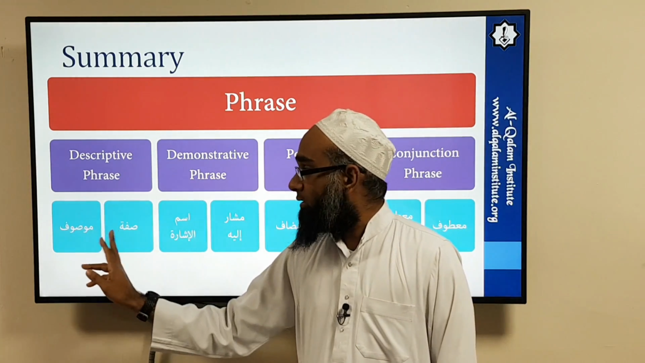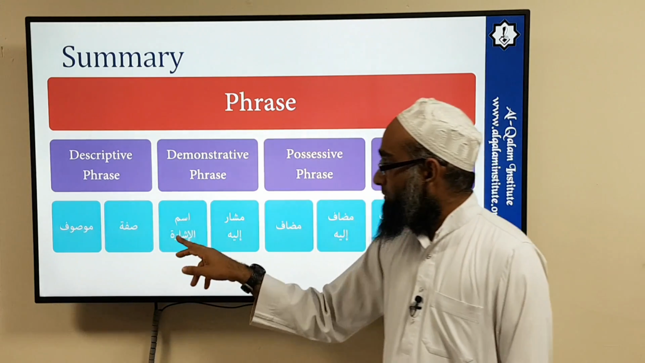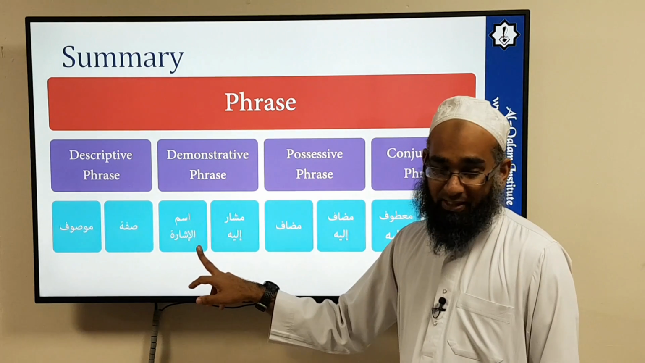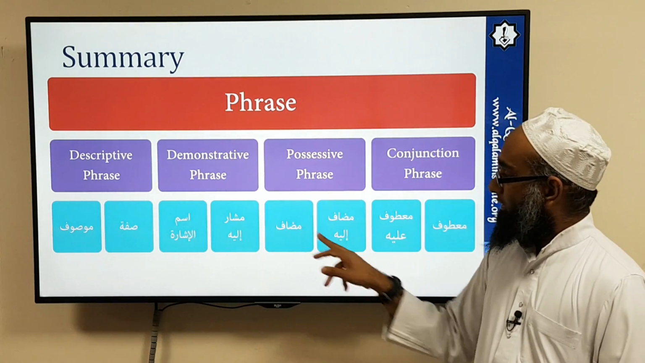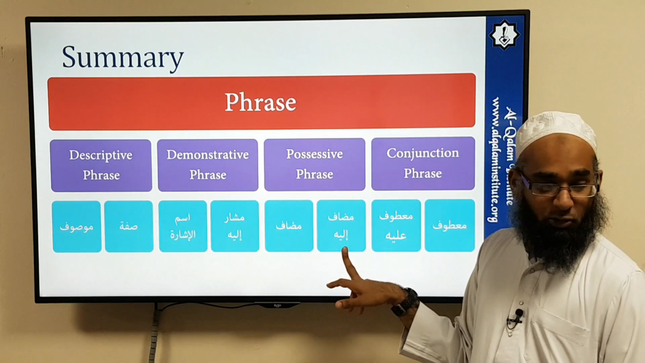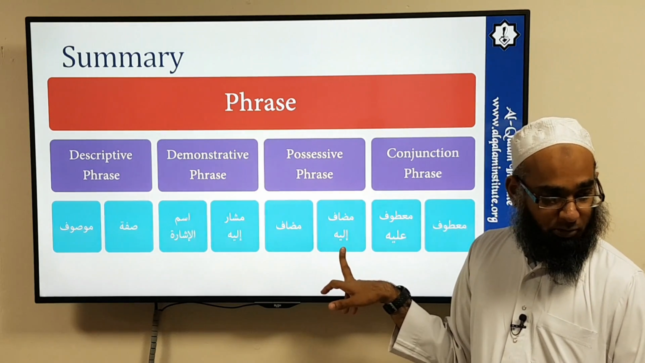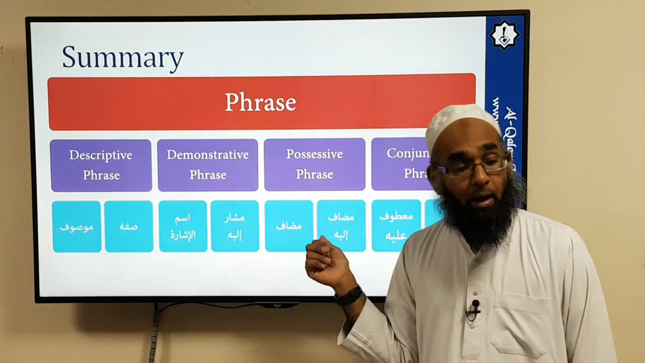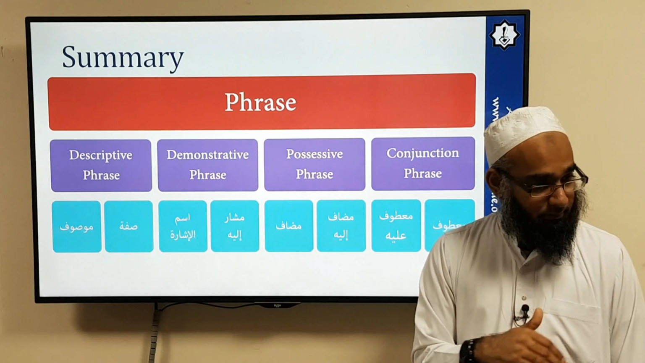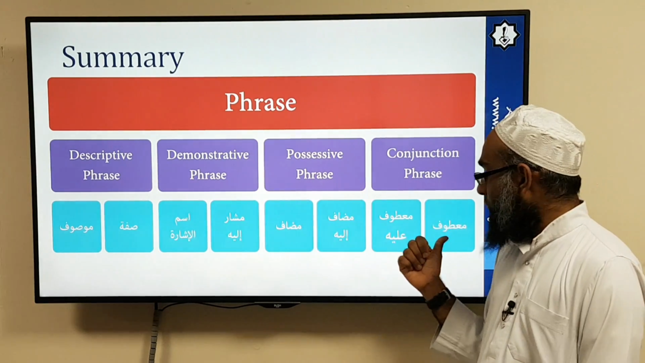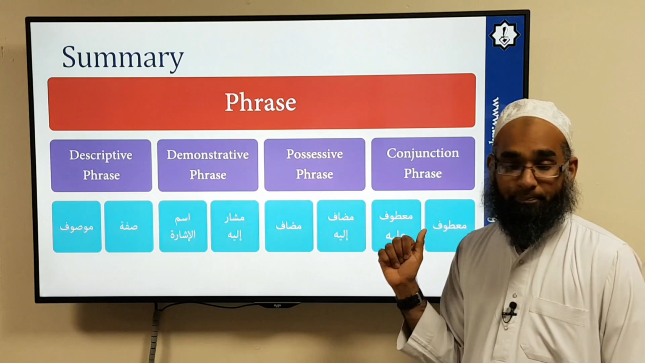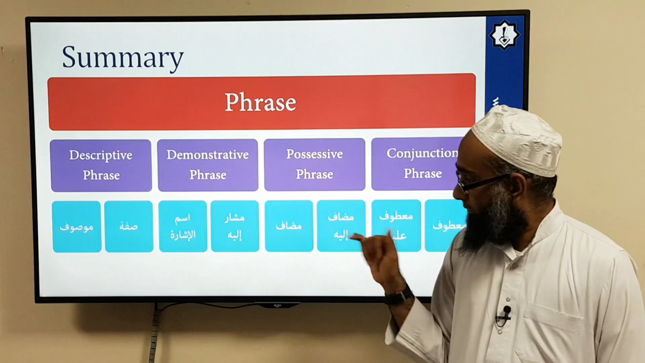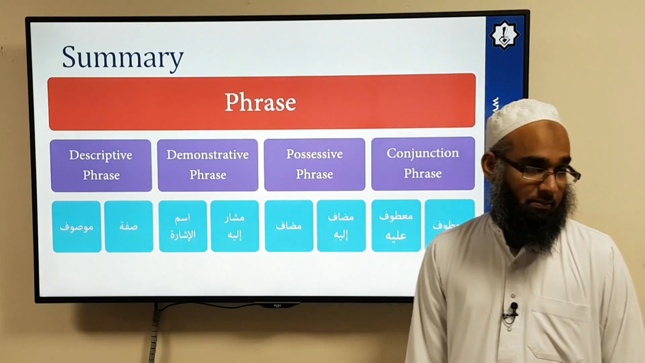Sifa must match the mawsuf in what? Everything. Ism al-ishara mushar ilay must match in everything as well. Now mudaf and mudaf ilay must have what i'rab? Mudaf ilay is always what i'rab? Marfu, mansoob, or majroor? It doesn't have alif lam or tanween. Yeah. And then the i'rab is always a kasra, it's always majroor. Oh, okay. And the ma'tuf must match the ma'tuf alayh in what? I'rab. Okay. So for the possessive phrase, the mudaf ilayh is always majroor, yes. Okay. It's always majroor.